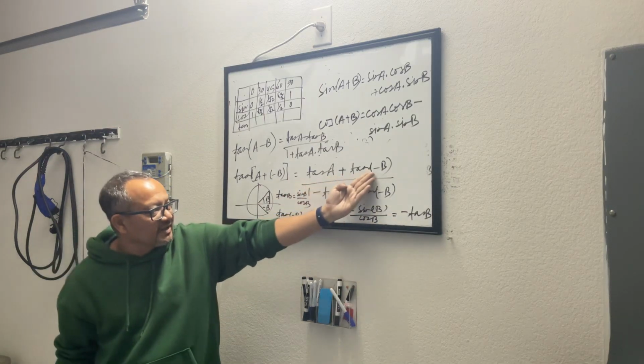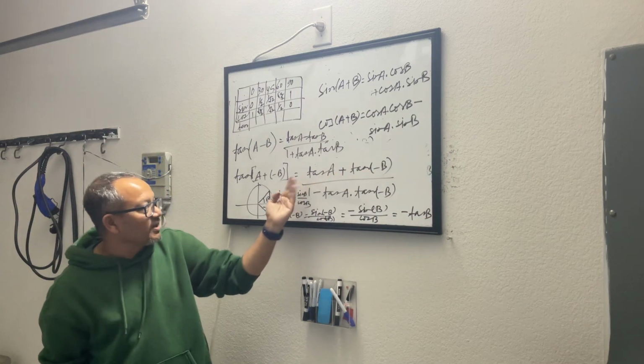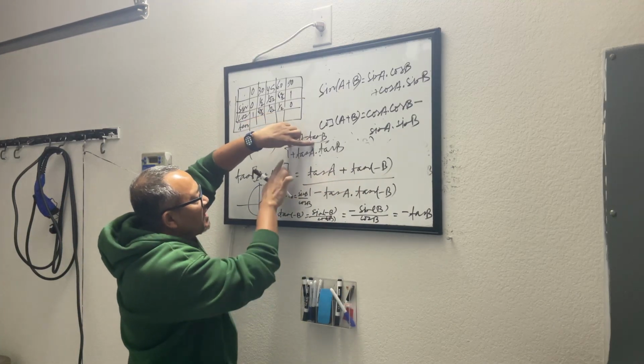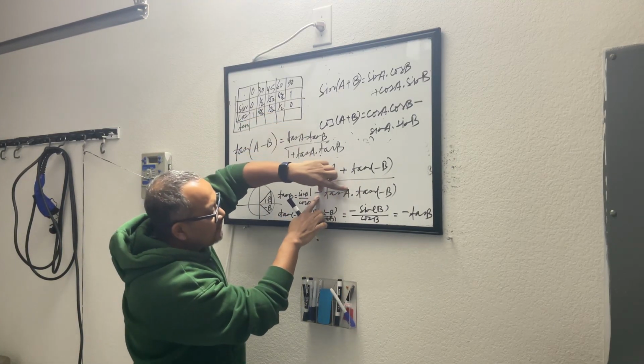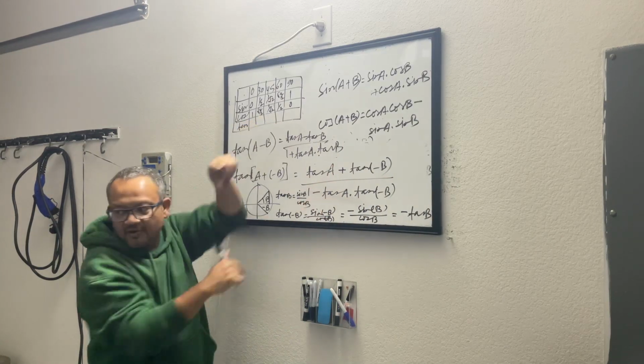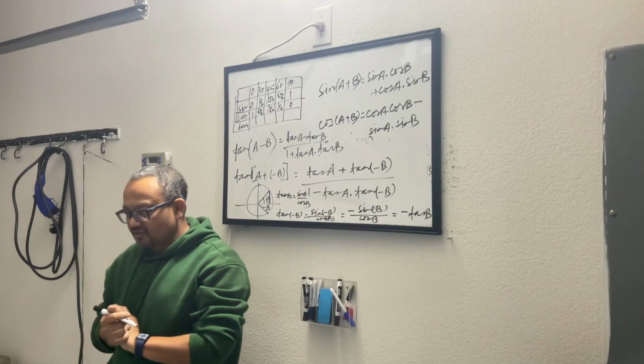So this will become minus tan of B. So that's why this is tan of A minus tan of B divided by 1 minus tan of A into minus tan of B. So minus into minus becomes plus. So this formula that you guys told me 5 minutes ago, that is correct.